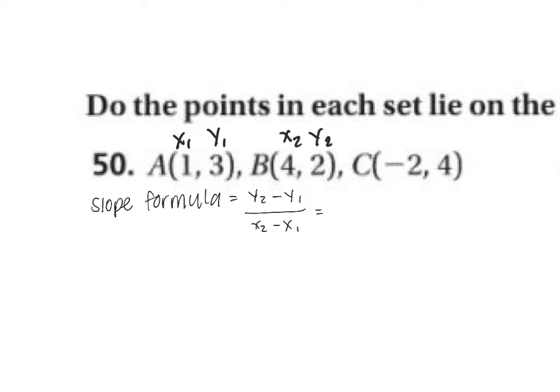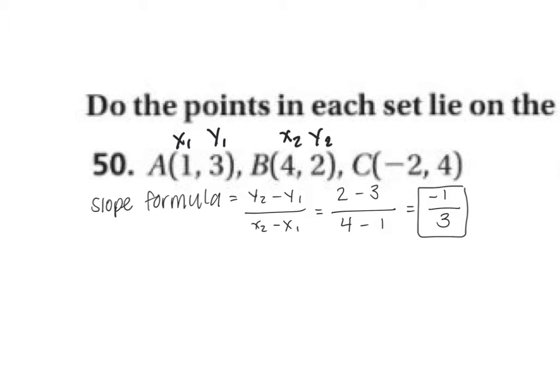Guys, what's my y2 in this example? Tessa? 2. And then we're going to take away y1, which is? 3. We're going to divide by x2, which is? 4. Minus, and then x1? 1. 2 minus 3 is going to give us negative 1. And 4 minus 1 will give us 3. So our slope is negative 1/3. Now that's the slope between A and B, okay?